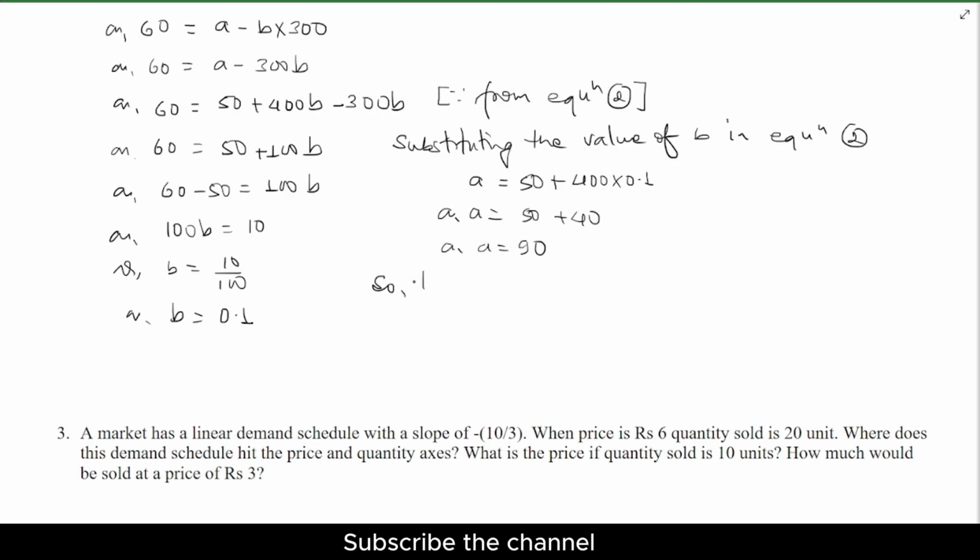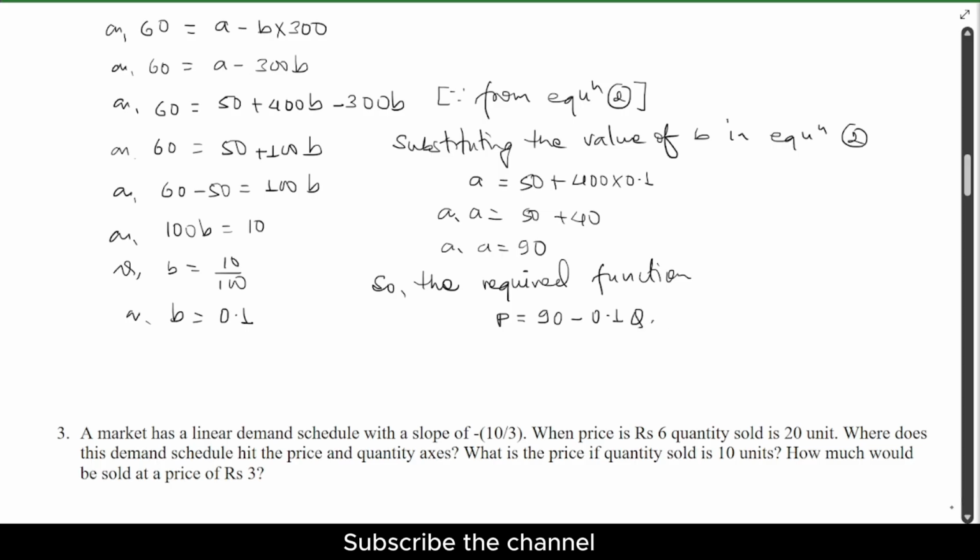So we need to find the function. The required function will be P equals A minus BQ. The value of A is 90, minus B is 0.1, and then Q. This is the required equation.